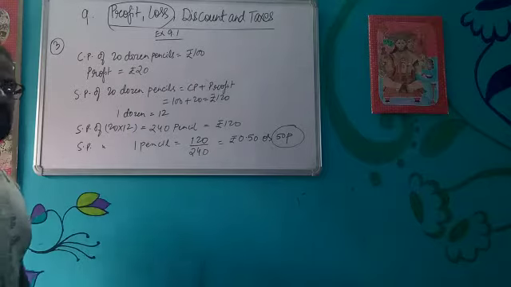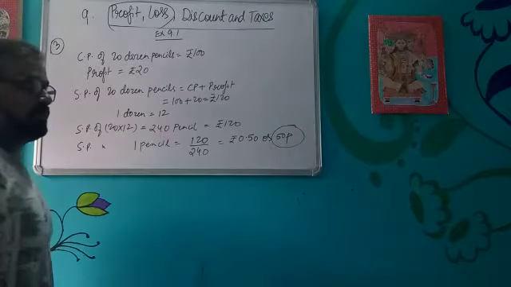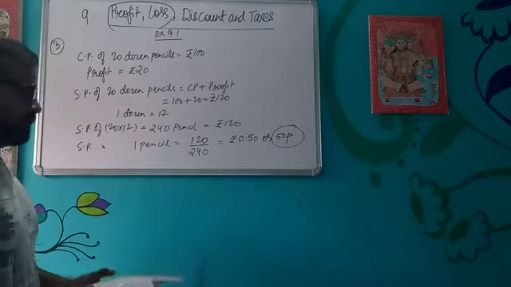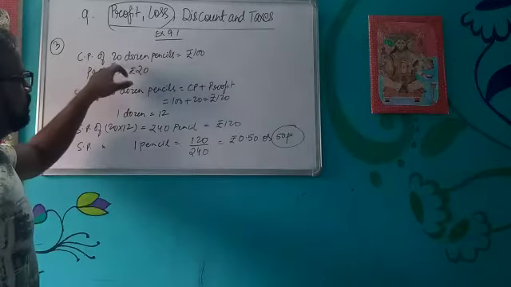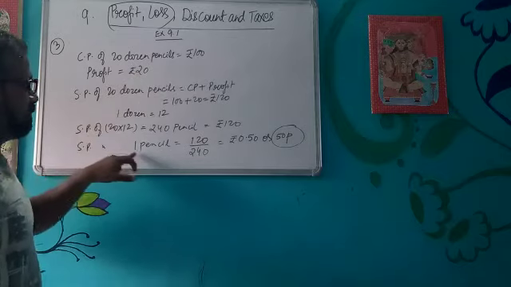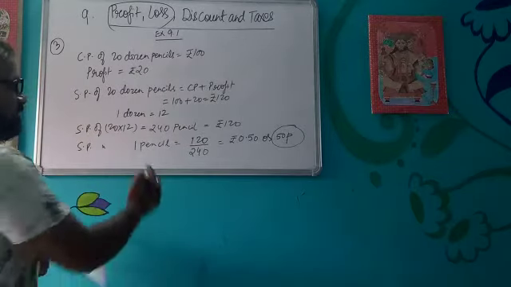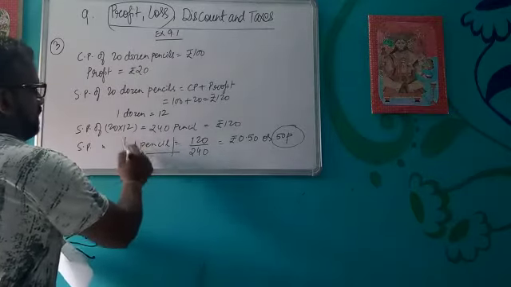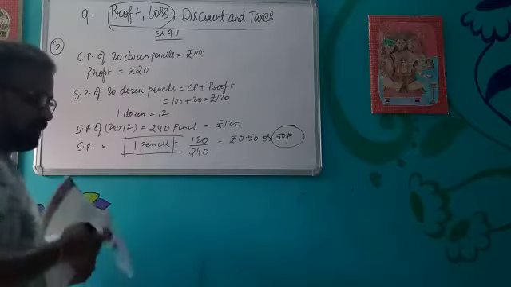Okay, so just pay attention to the questions in these questions. CP of 20 dozen pencil was there, and what is asked? Selling price of one pencil. Okay, so like this, just read the questions carefully and try to understand the question.